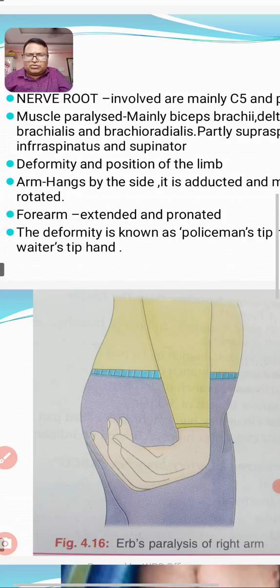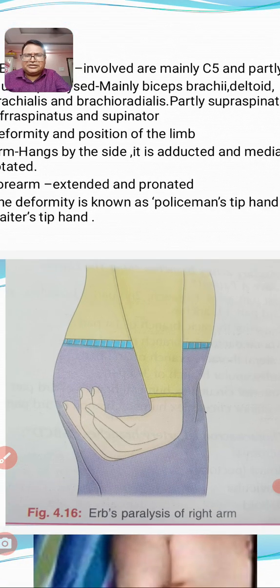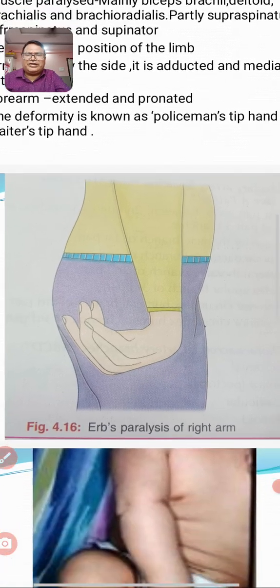And the deformity is known as policeman tip hand. Why is it extended? Because the flexor muscle is paralyzed. That is the brachioradialis muscle, one of the flexor compartment muscles, which arises from the medial epicondyle of the humerus. And the supinator muscle is also paralyzed, so the forearm is pronated and extended. The deformity is known as policeman tip hand or waiter's tip hand.